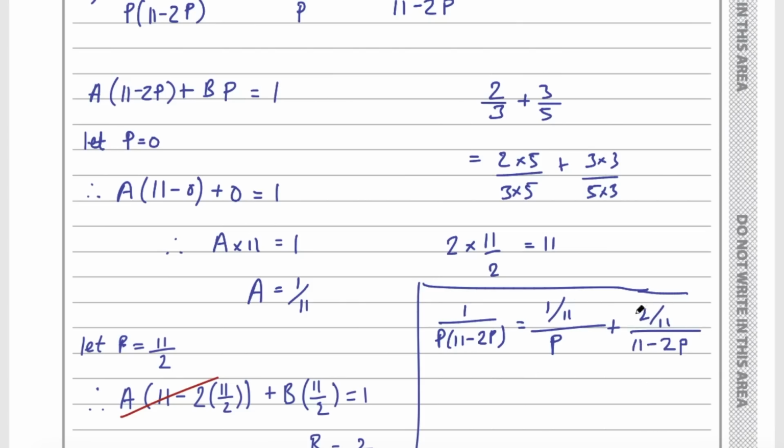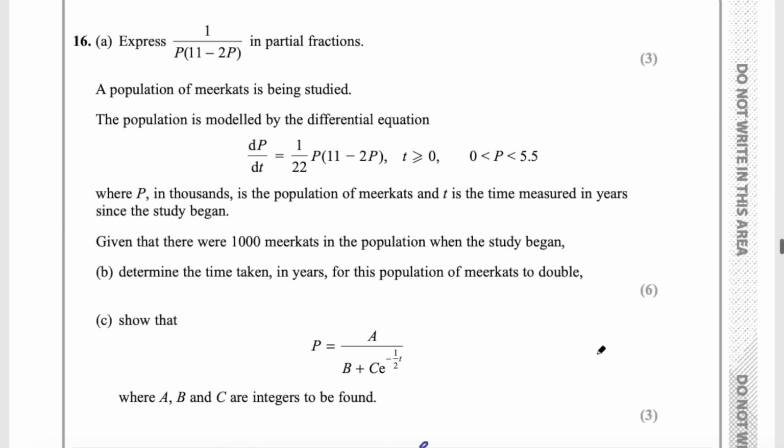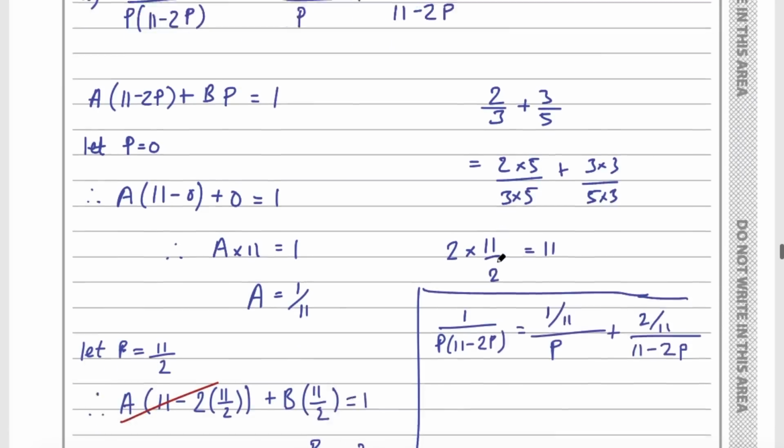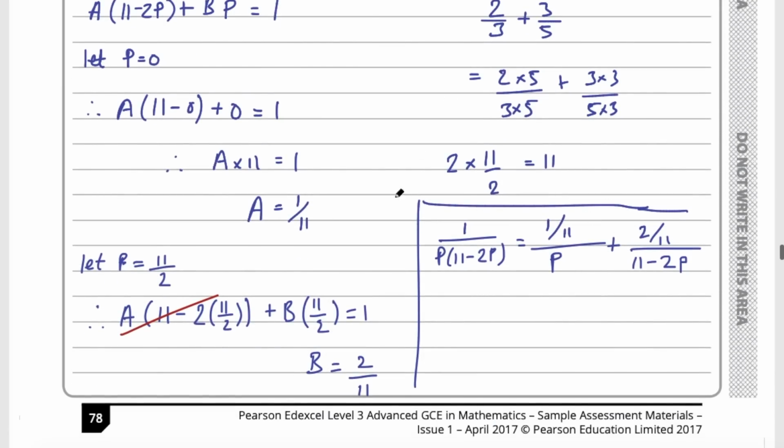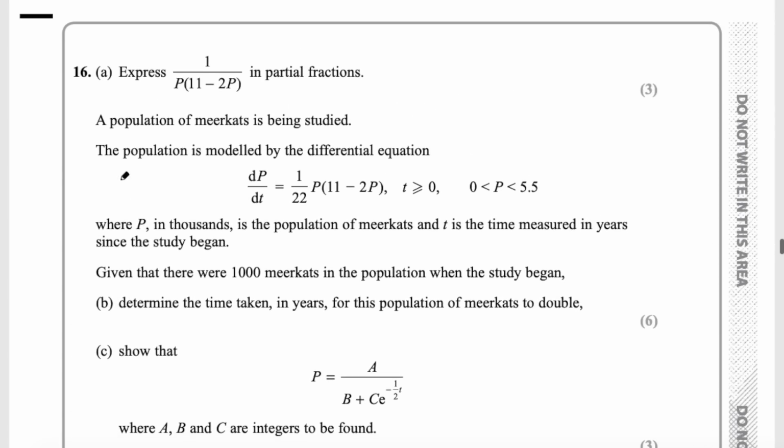You could try to simplify that, but you might as well just leave it as is and not give yourself any extra work unless it tells you to simplify it as much as possible. It just says express in partial fractions, so you can leave that with the fractions on top if you like. Okay, on to part B. The question goes on, a population of meerkats is being studied.